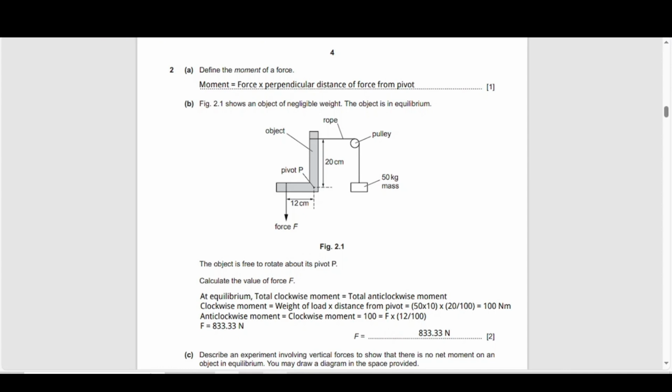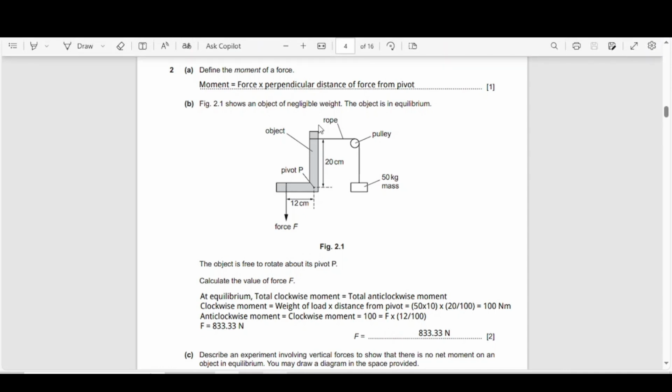So the next question goes, figure 2.1 shows an object of negligible weight. The object is in equilibrium, so that's the object, this L-shaped, or rather, transformed L-shaped object. Now the object is free to rotate around its pivot P, which we can see here. Calculate the value of force F.